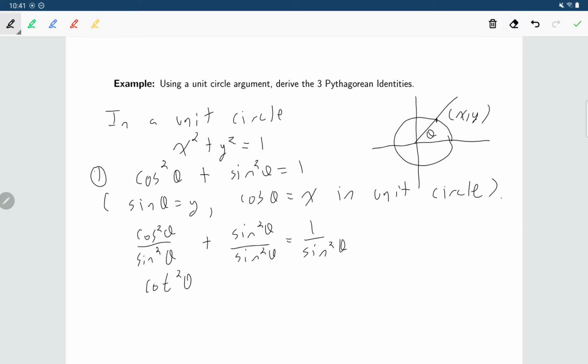And I can do the same thing with the last identity, the third identity, just by taking equation 1, cosine squared plus sine squared equals 1, and this time dividing everybody by cosine squared. So I have my cosine squared plus sine squared equals 1, and I'll divide everybody by cosine squared.